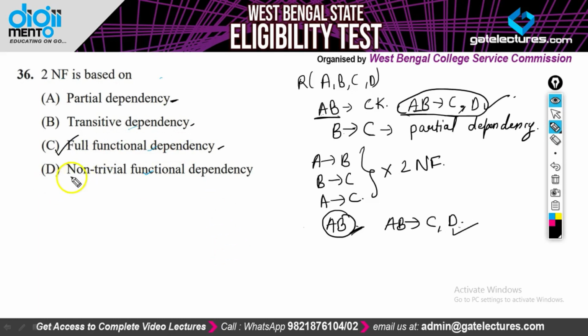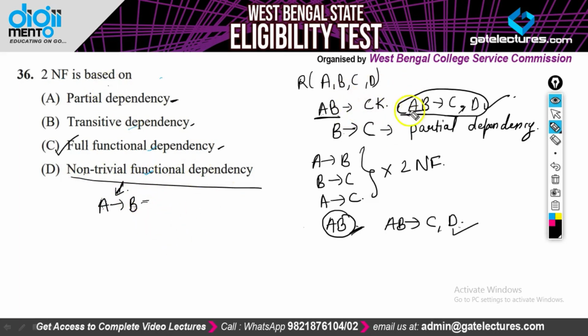Now the fourth option says non-trivial functional dependency. It is quite a trivial thing they have asked. So what is trivial dependency? Suppose A gives B is given and B is a subset of A. It is automatically implied that B is derived from A because B is a subset of A. Then it is known as trivial functional dependency. But they are saying every non-trivial functional dependency comes under 2NF. No, it is not right.